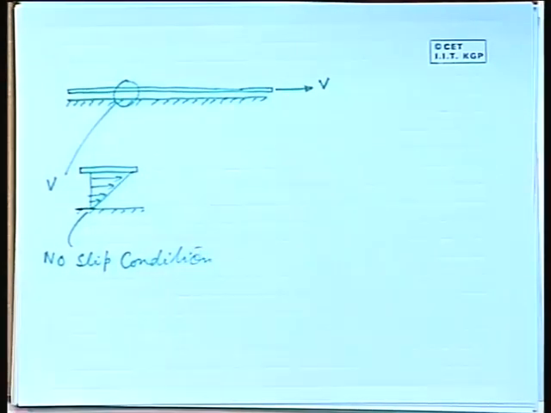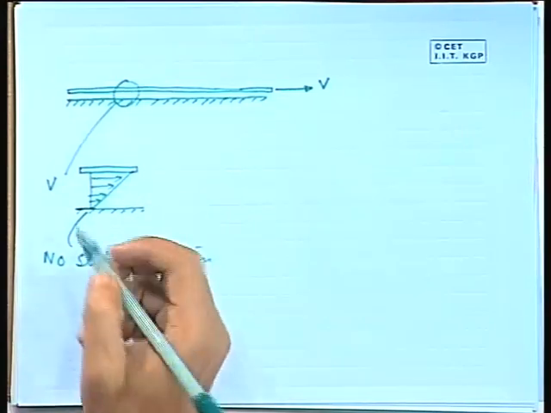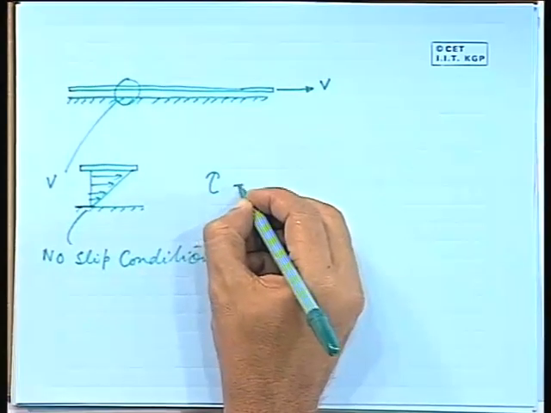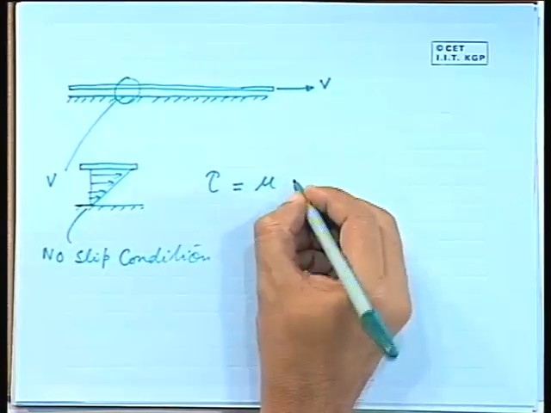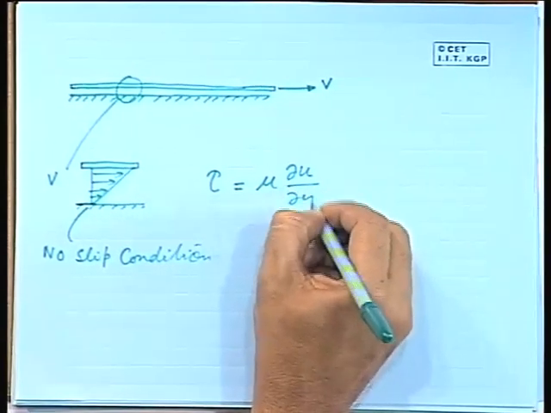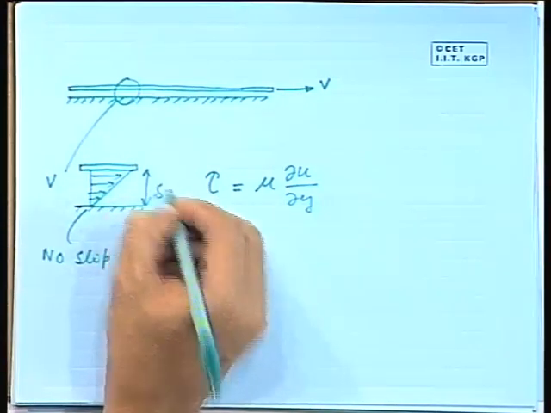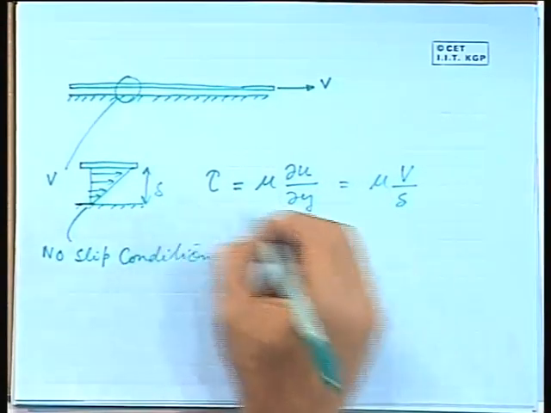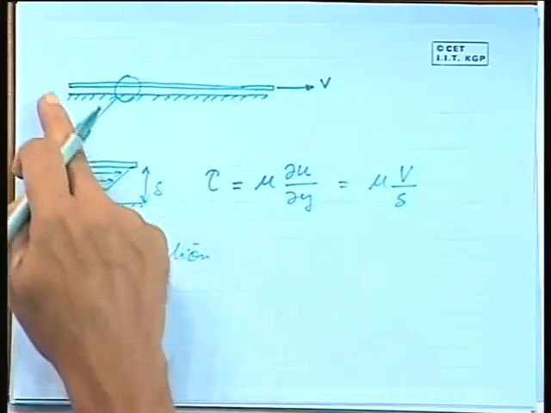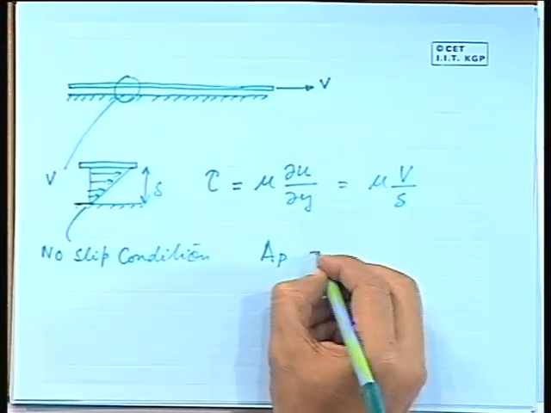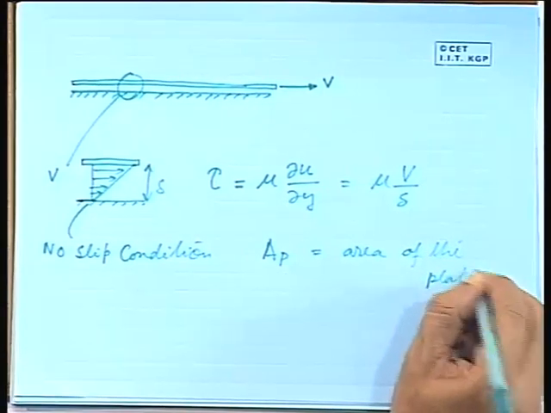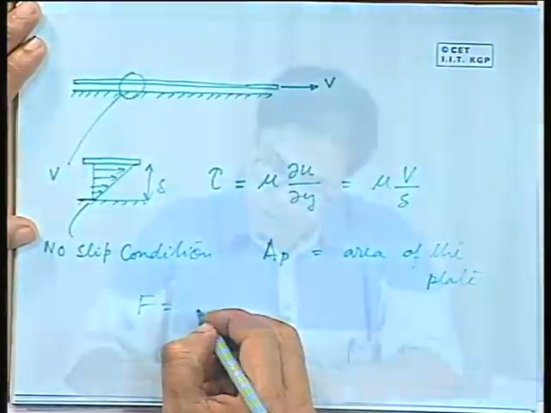That means there is no slip between the fluid and the solid. As this gap is very small, we have taken a linear velocity distribution. So, shear stress tau will be equal to mu into du/dy. If this gap is delta, this is equal to mu V by delta. This is our shear stress, and if I know the area of the plate, A_P, then we can calculate force equal to tau into A_P.